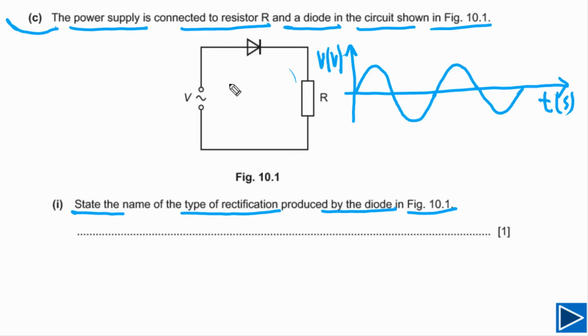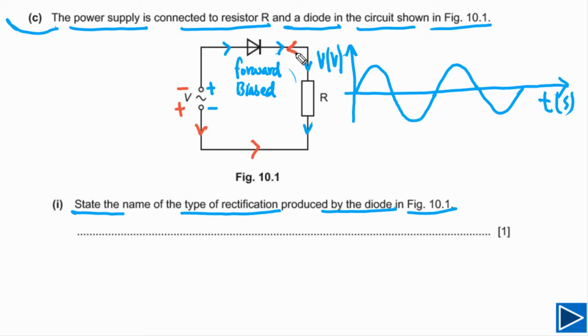But if there is a diode, then how will the current flow, how will the voltage change? First of all, imagine that this terminal is positive and this is negative, so current will flow like this. The diode is connected in forward bias, so current can flow in the circuit. So there will be a potential difference across this resistor. After half a cycle, when this becomes negative and this becomes positive, current will flow like this.